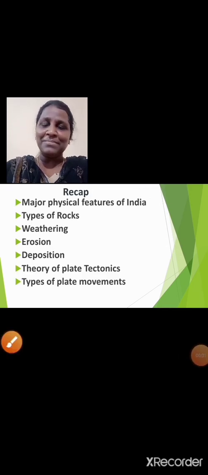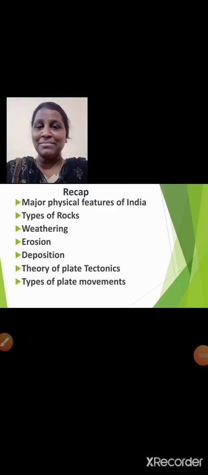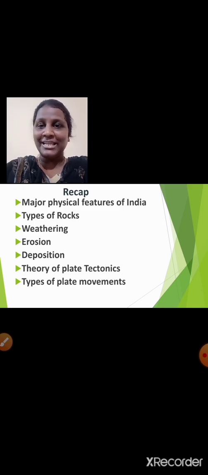Let's do the recap now, students. We have learnt about the major physical features of India: northern mountainous region, northern plains, desert, peninsular plateau, coastal region, western coastal plain, eastern coastal plain, as well as the islands. We have also learned about the types of rocks, hard rocks and soft rocks. We have learned about weathering, erosion, deposition. We have learned the theory of plate tectonics as well as the types of plate movements.